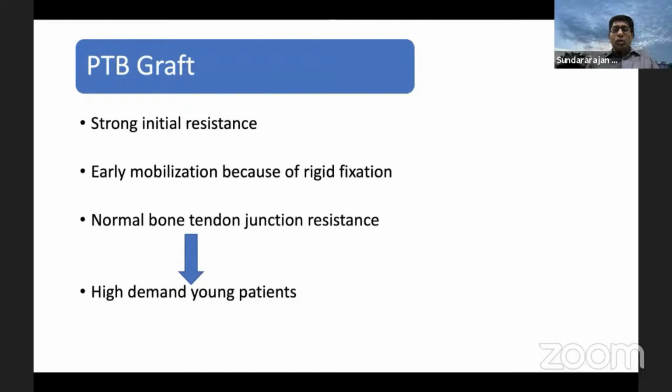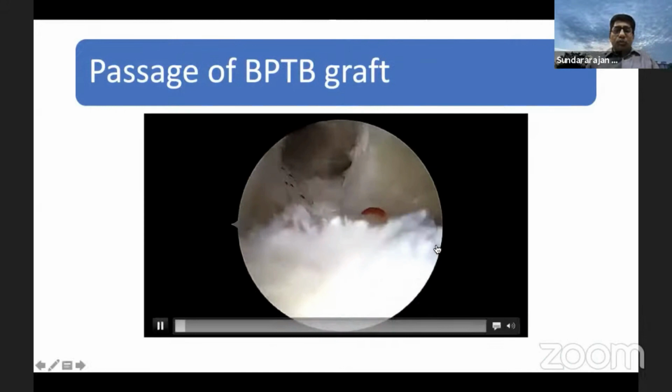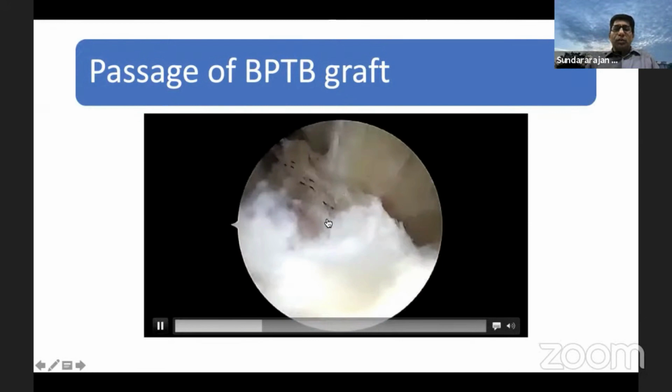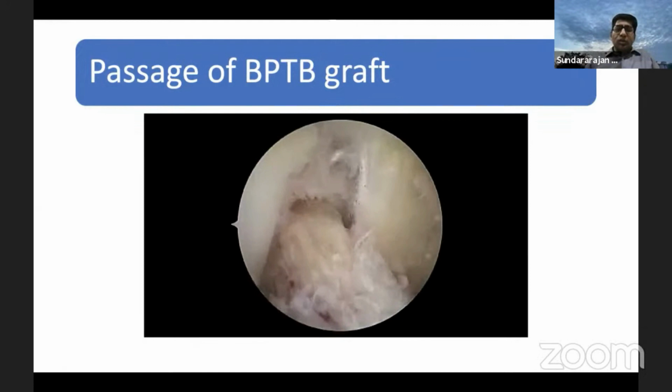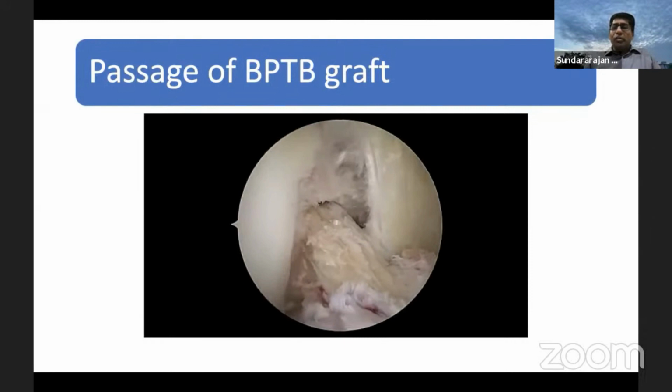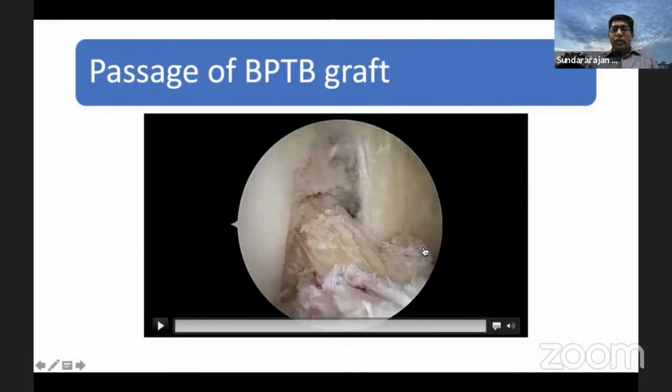So here, this is the passage of the graft. Sometimes you can use a probe, because sometimes the graft comes and gets stuck here. So you can use a probe from the anteromedial portal and lever it over there. So here it goes very easily. You can see that it goes and is snugly fitting over there. The advantage of the PTP graft is that you can use metal screws that have a stronger fixation than your bio screws. So cost wise, again, still it's a bit cheaper.